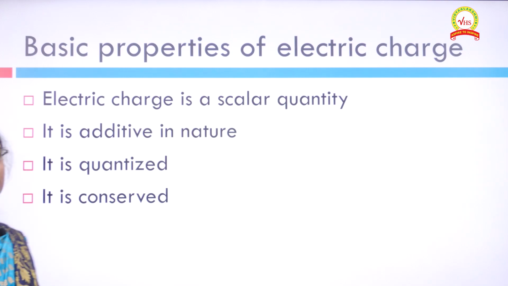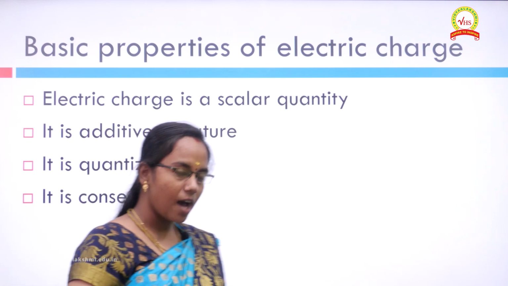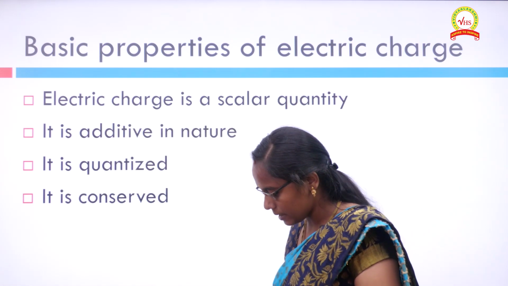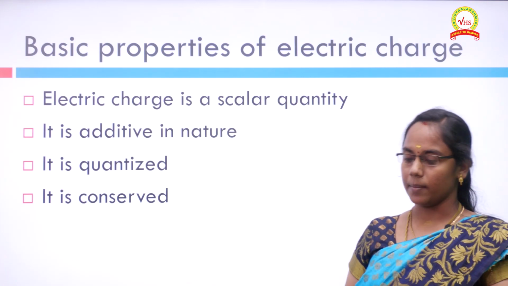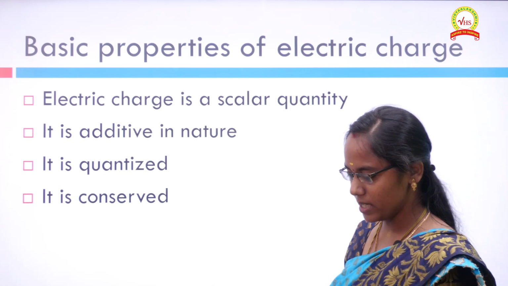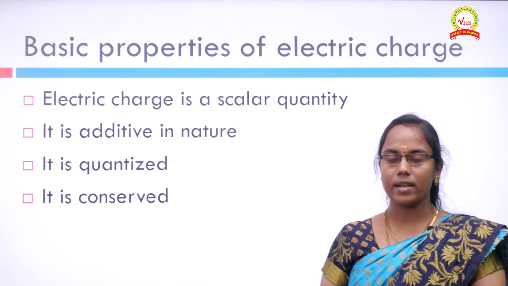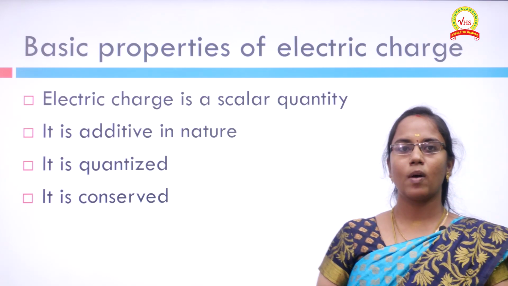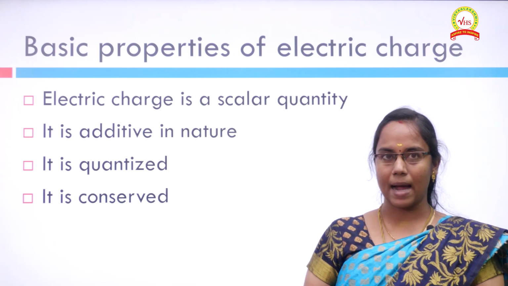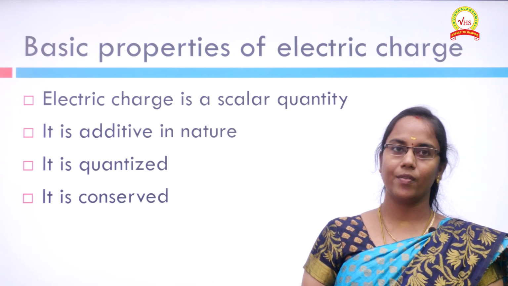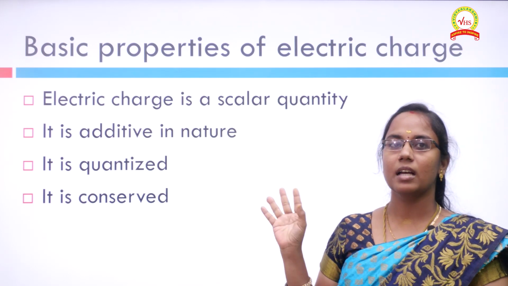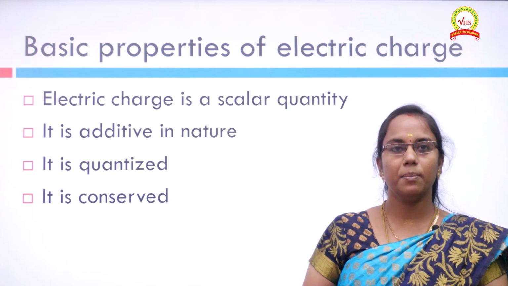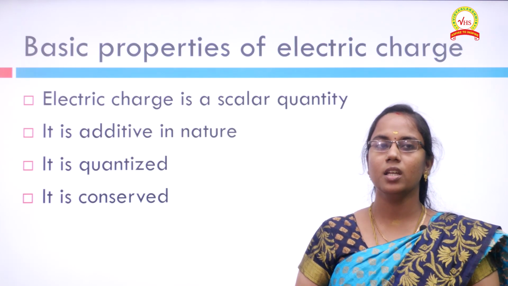The next topic is basic properties of electric charges. Here we have four basic properties of electric charges. The first one is: electric charge is a scalar quantity. There are two types of quantities, scalar quantity and vector quantity. A scalar quantity has only magnitude alone, whereas a vector quantity has both magnitude and direction. Here electric charge is just a scalar quantity; it has only magnitude and does not have any direction.